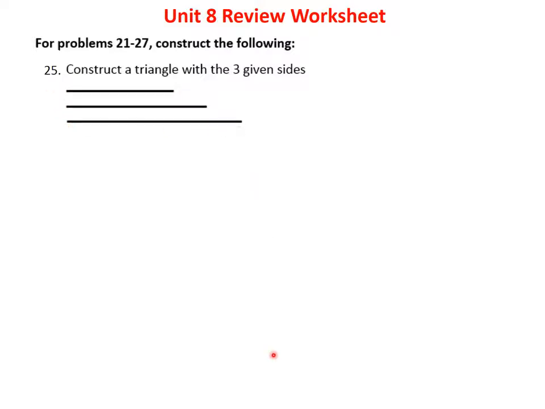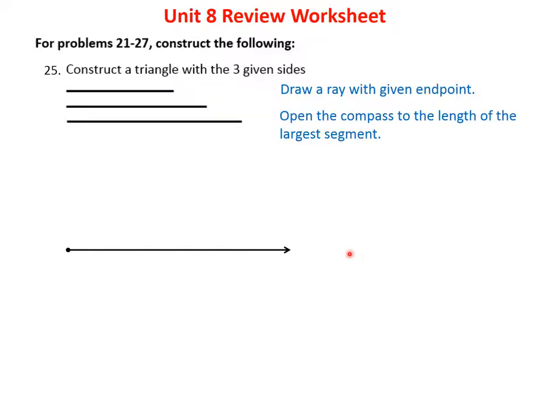In problem 25, we're being asked to construct a triangle with these 3 sides. Here's my small side, my middle side, and my long side. So the first thing I need is a beginning point. Like before, I'm going to draw a ray with a point on it. That's going to be the bottom. And I'm going to start by using the largest segment.